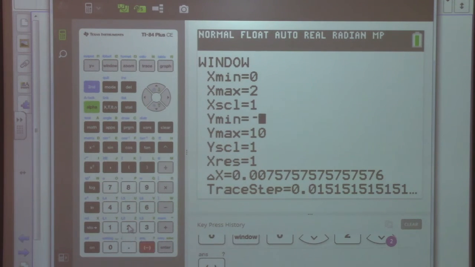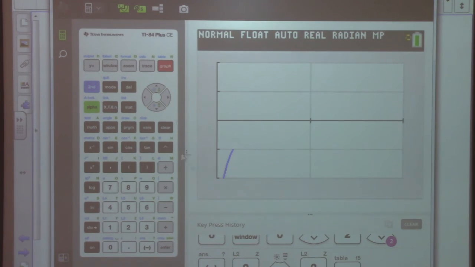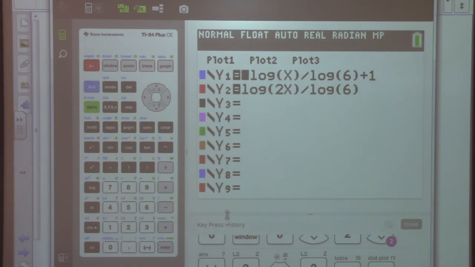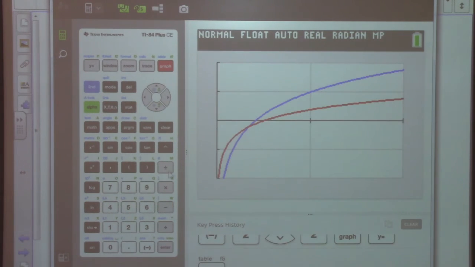Mine's different, Mr. G. You got zoom 6. Go back to the equations. Log 2x. Y'all didn't get this? That's what happened. Then it's going to be like a negative something. The intersection. Okay, second, trace 5, and then you go to second.